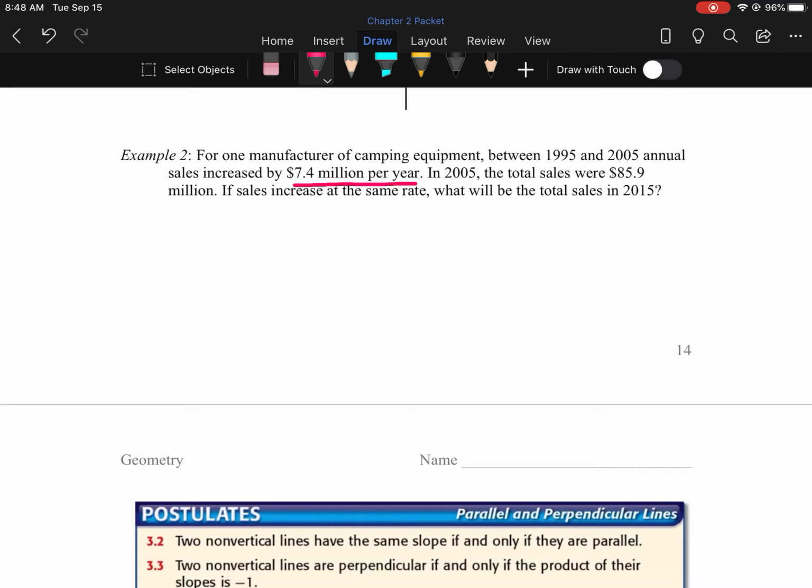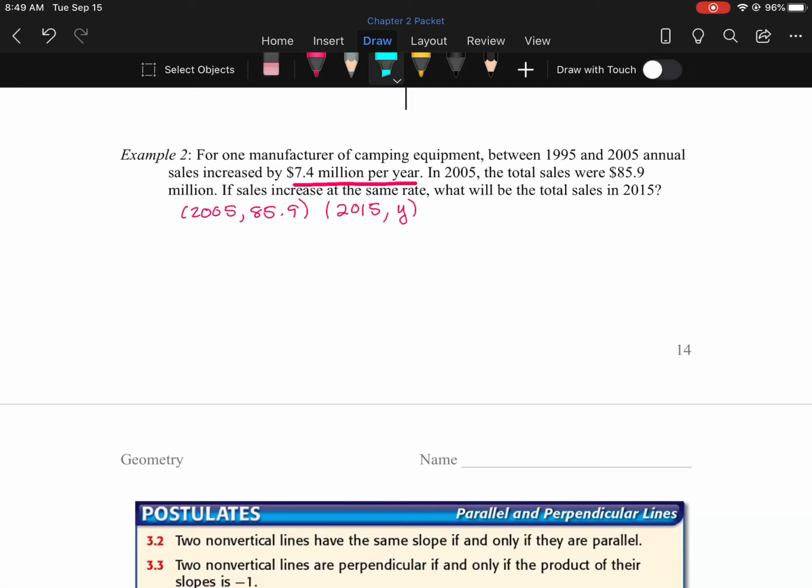So they gave us a lot of information here. The one thing I see is in 2005, they had sales of 85.9. All right, and then in 2015, we don't know the sales, so I'm going to put that as a Y value. So I made 2 ordered pairs out of the information they gave us. And I underline that 7.4 million per year because a lot of times people want to substitute that in for this Y, which is not correct.